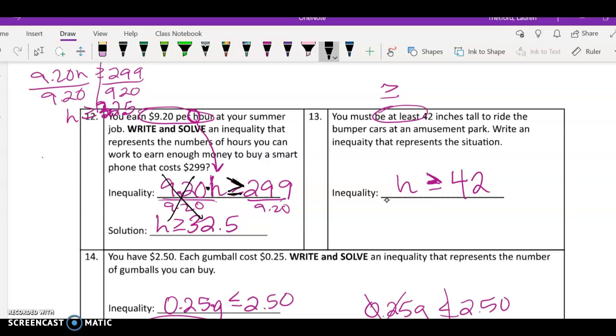You must be at least 42 inches tall to ride the bumper cars at the amusement park. Write the inequality that represents the situation. So I put H. You can use any letter you want. I know that I have to be taller than 42 inches, which means the opening side of my inequality points towards the H. So my height has to be larger than or equal to 42.